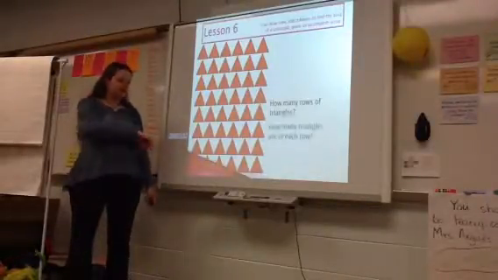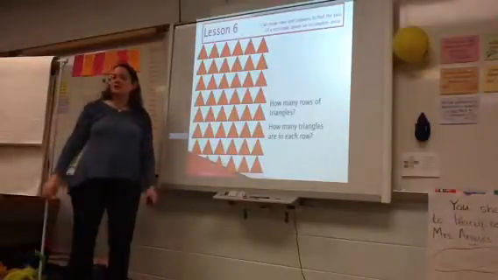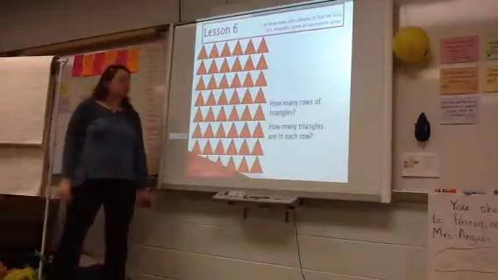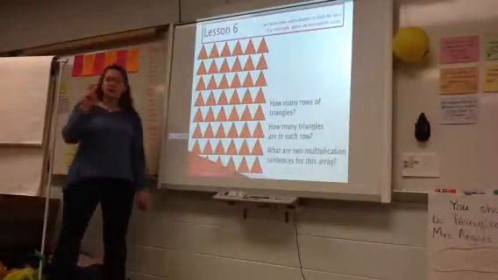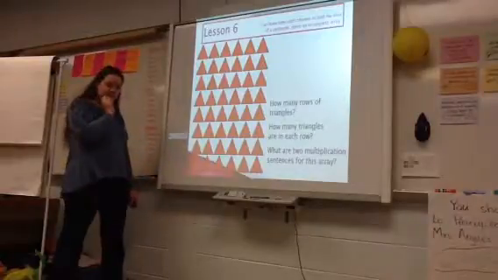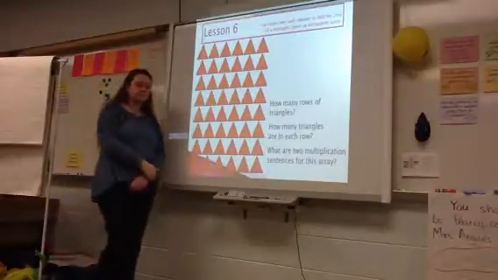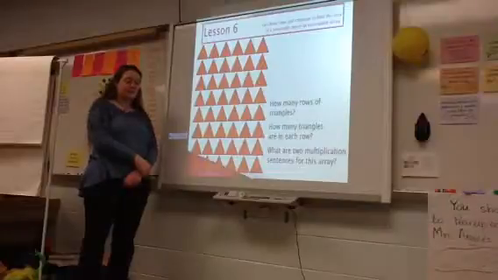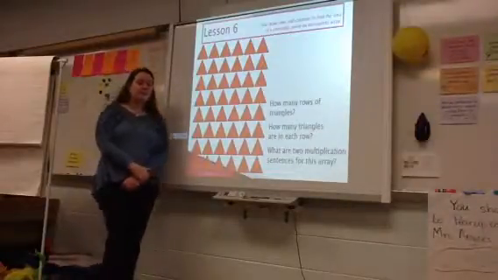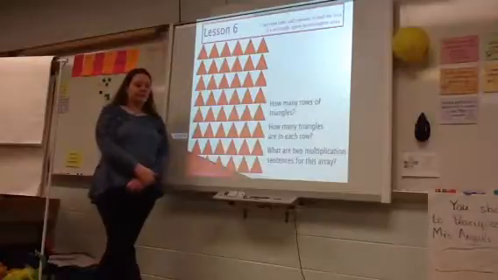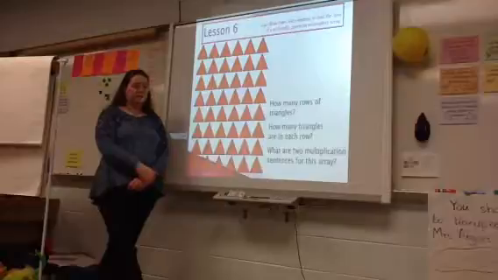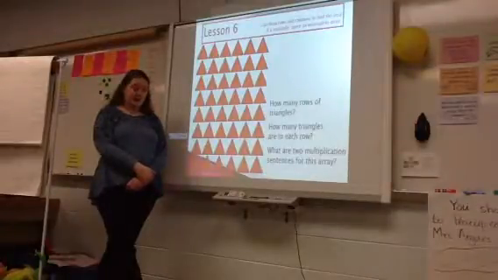There are 8. That last one disappears into the bottom there. How many triangles in each row? Trey? 6. There's 6 in each row. What are the 2 multiplication sentences? Andy? Okay, so 8 times 6 equals 48. 8 times 6 is 48.